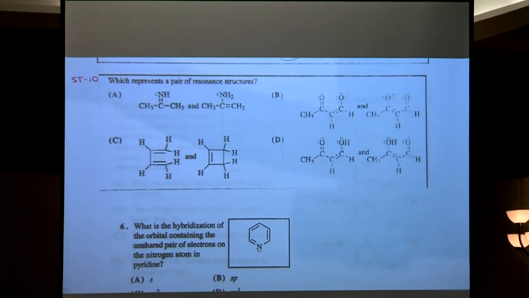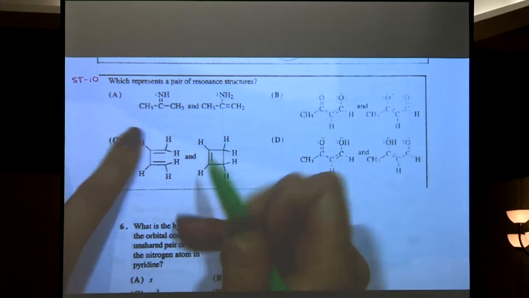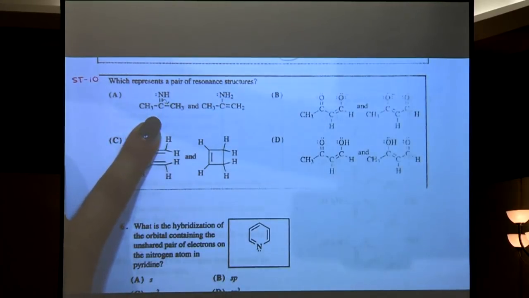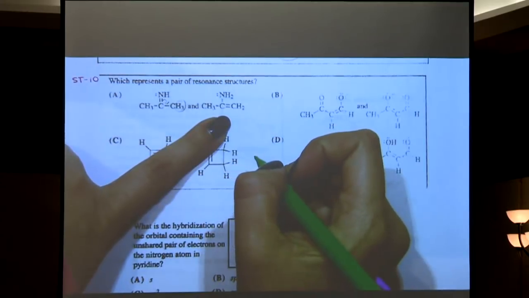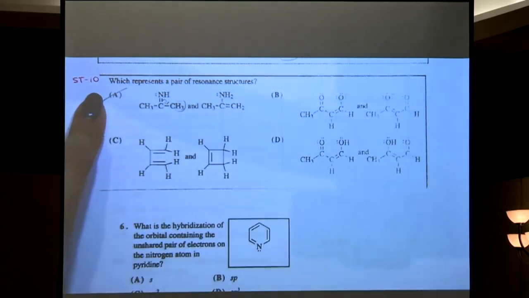All right, so which represents a pair of resonance structures? If we look at the first one, they are moving this pi bond over here, but is that allowed? Can we do that? No? Awesome, why not? Exactly, so we already have 3 hydrogens over here, so you can't really move that pi bond there because it would have more than it needs. Okay, so A is not the answer.